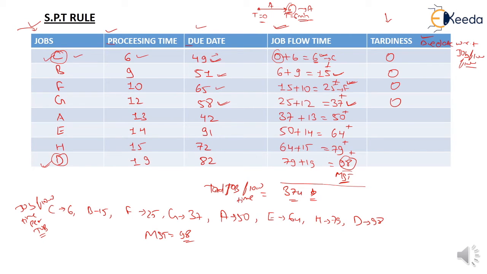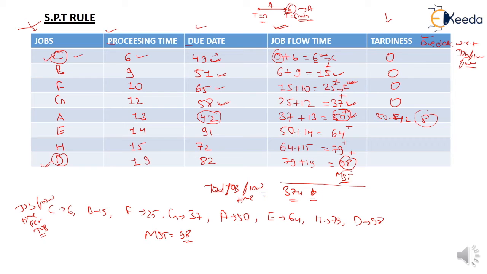Here our job flow time for A job is 50, and the due date is 42. So here job A is delayed beyond the due date. So how much is the delay? 50 minus 42. So how much? 8. So our A job is delayed 8 minutes beyond the due date. So 8 is your tardiness.